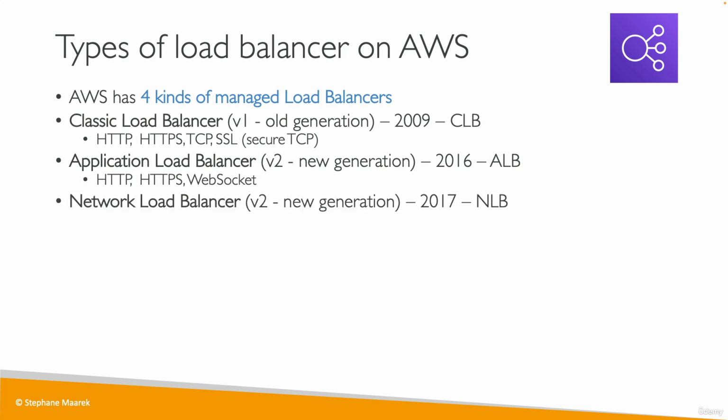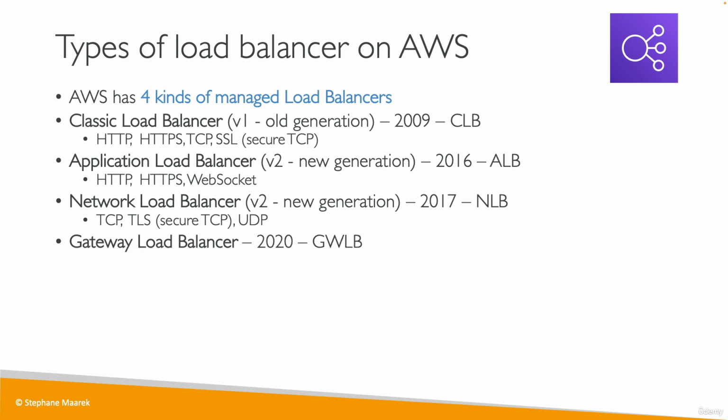You have the network load balancer, also newer generation, which supports TCP, TLS, which is secure TCP, as well as UDP. And then you have the Gateway Load Balancer from 2020, GWLB, which operates at a lower level, so layer 3, which is a network level, the IP protocol.